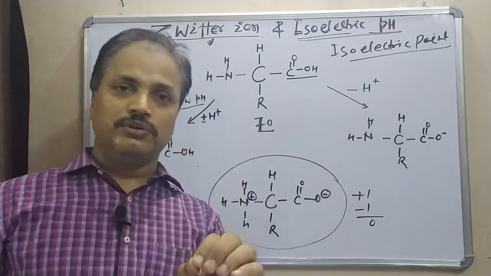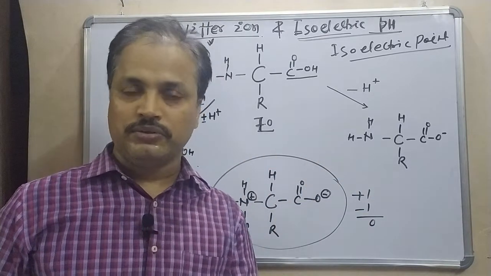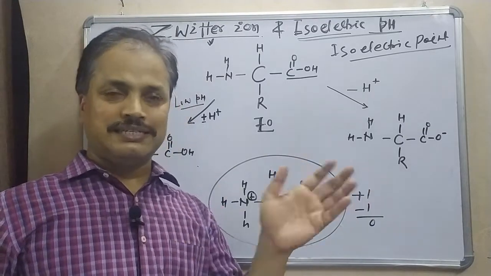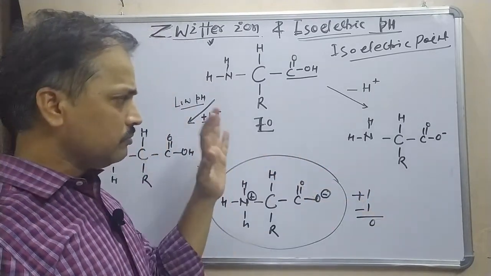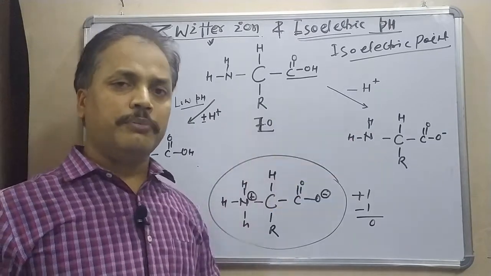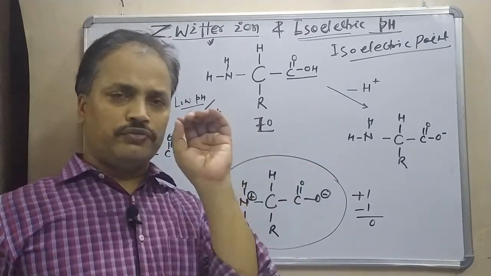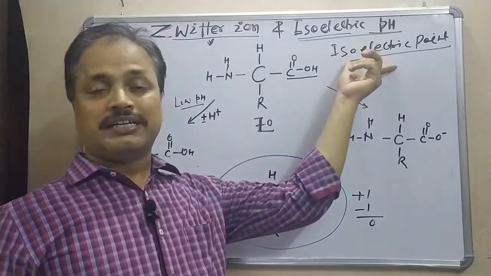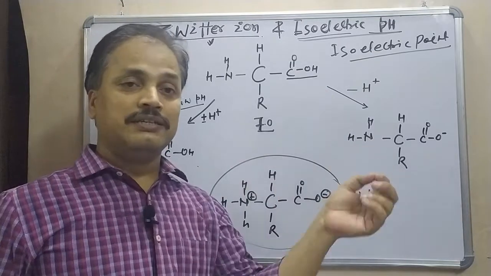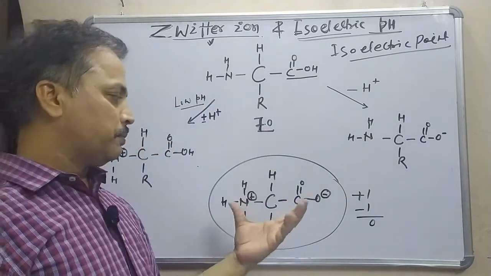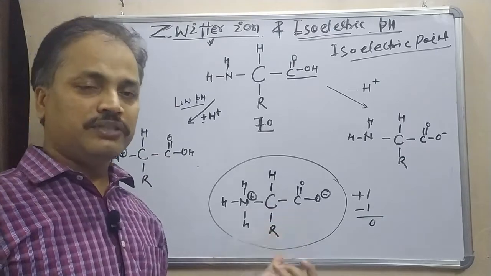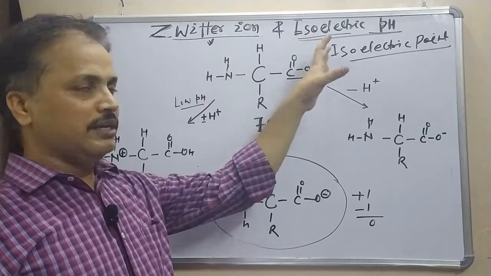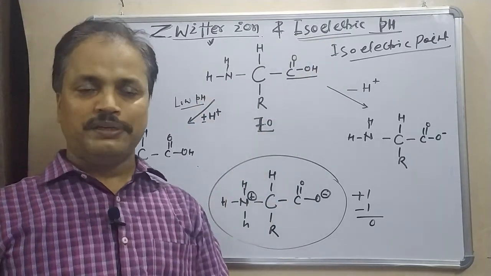We have roughly 20 amino acids if we do not include pyrrolysine and selenocysteine, otherwise we have 22 amino acids. For all the 20 or 22 amino acids there is a specific pH. So for 22 amino acids we will have 22 different isoelectric points, 22 different isoelectric pH values. For every amino acid there is a specific pH at which it exists in the form of a zwitterion, and that is called its isoelectric point or isoelectric pH. So, hope it is clear for you.